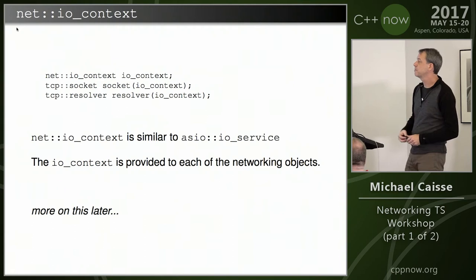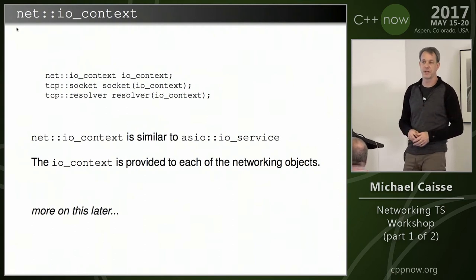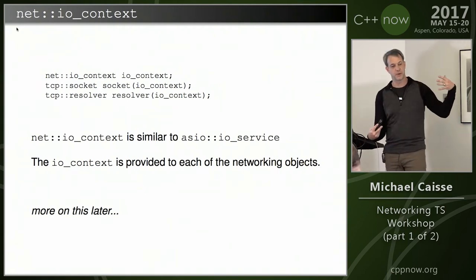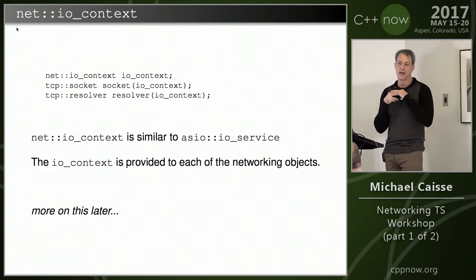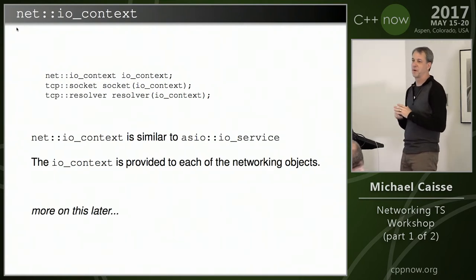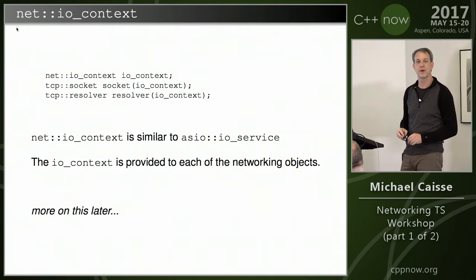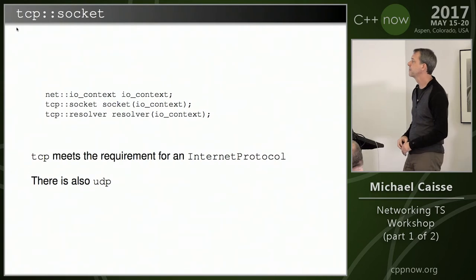The IO context is provided to each of the networking objects. So every object that we're going to create, we're going to pass that in. We're going to talk a little bit more about the IO context, but we're going to wait until we get to asynchronous mode to talk more about it. So right now, we're just going to be passing this thing in.